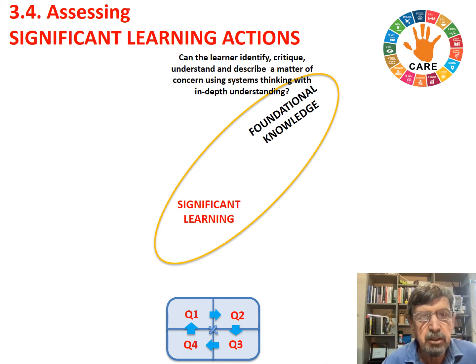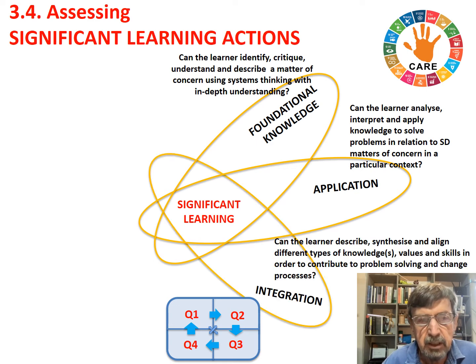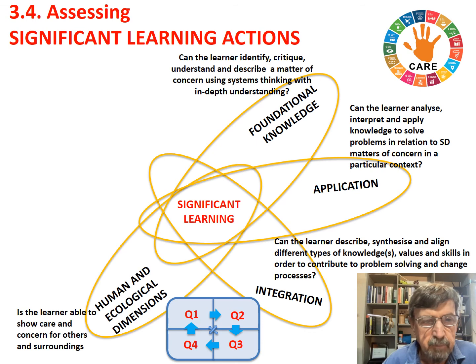And one's got the foundational knowledge in the subject discipline. Can the learner identify, critique, understand, and describe matters of concern using systems thinking with in-depth understanding? Then the application, and you can see this relates to Bloom's framework. Can the learner analyze, interpret, and apply knowledge to solve problems in relation to sustainable development matters of concern in a particular context? And then integration. Can the learner describe, synthesize, and align different types of knowledge, values, and skills in order to contribute to problem solving and change processes?